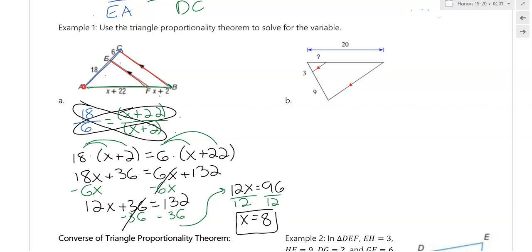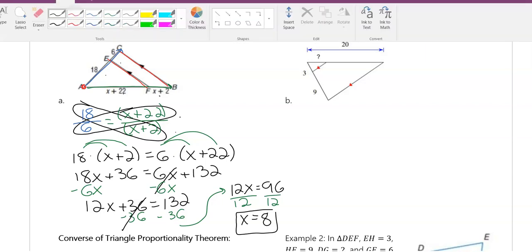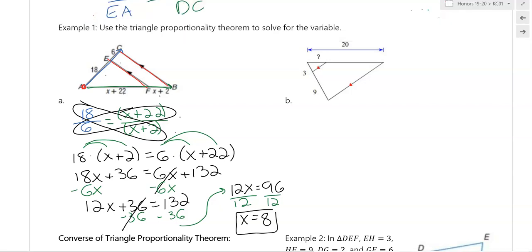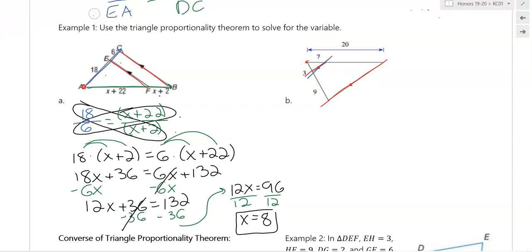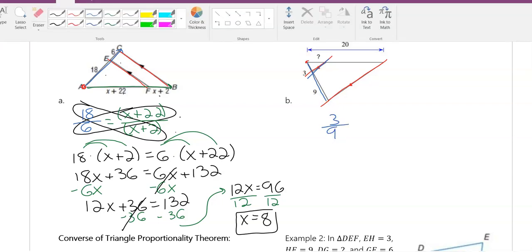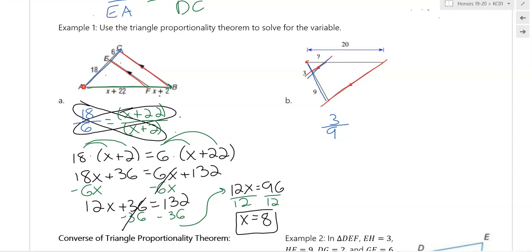Looking at our second one, if I want to use this same rule, right? Here are my parallel lines. Parallel line and parallel line. So here's the point. So if I go down, I'm going to do this side first. I have 3 over 9. And now for this side, I have to be very careful because this is where my x is, right? The question mark.